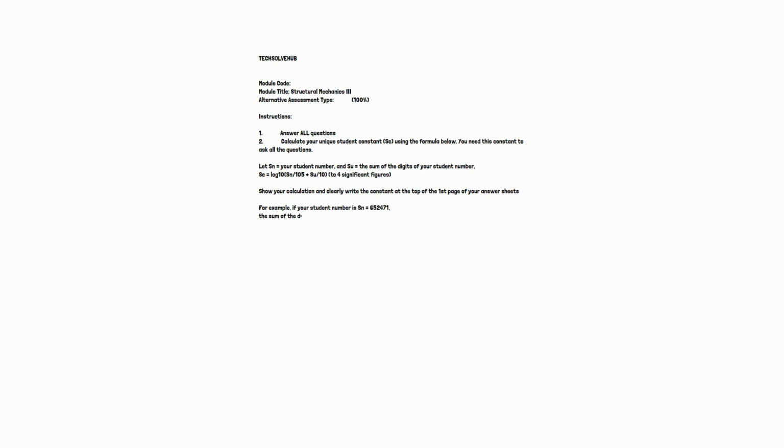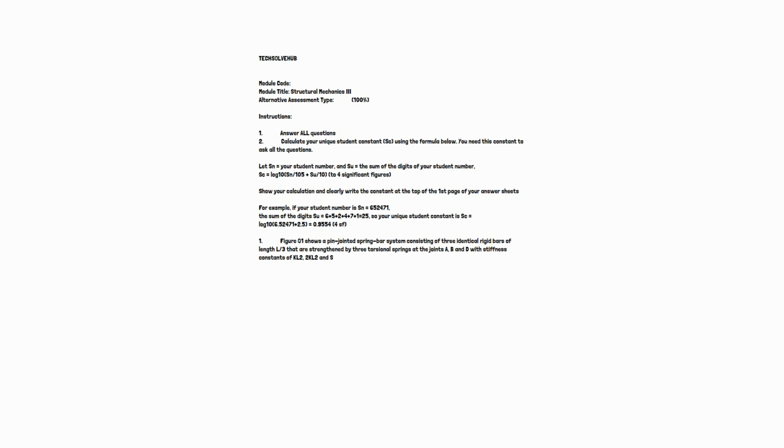For example, if your student number is Sn equals 652,471, the sum of the digits SU equals 6 plus 5 plus 2 plus 4 plus 7 plus 1 equals 25, so your unique student constant is SC equals log10(6.52471 plus 2.5), equals 0.9554, 4 SF.